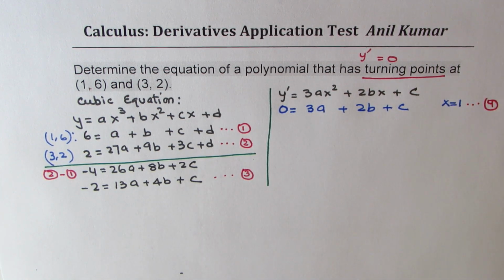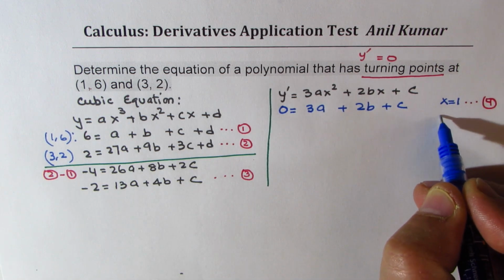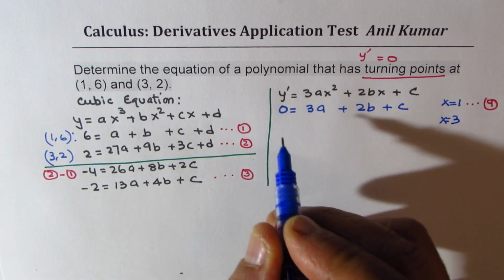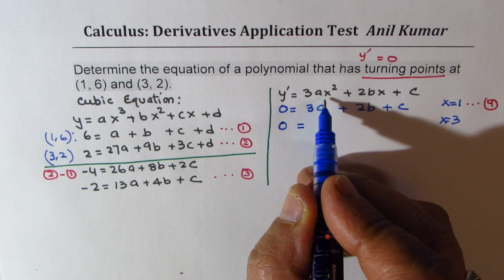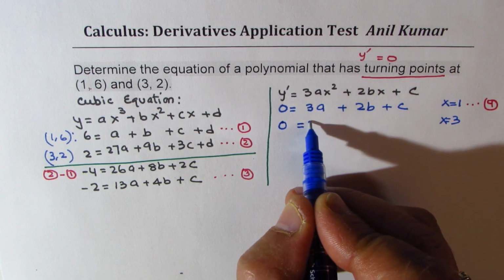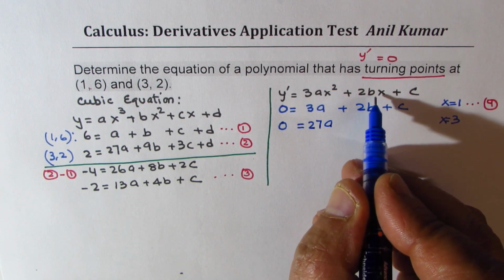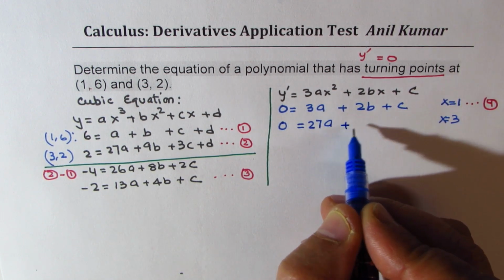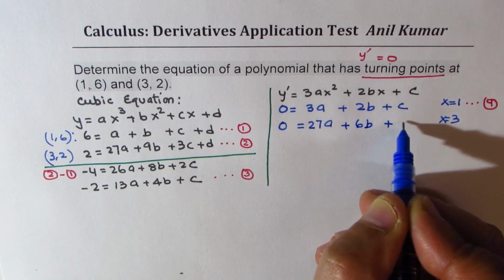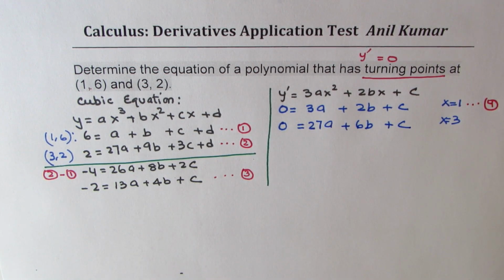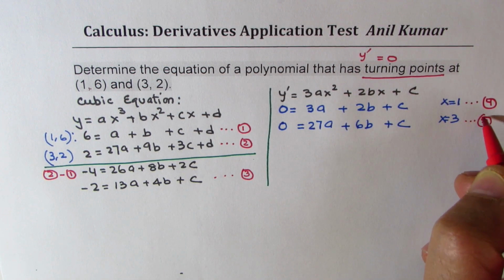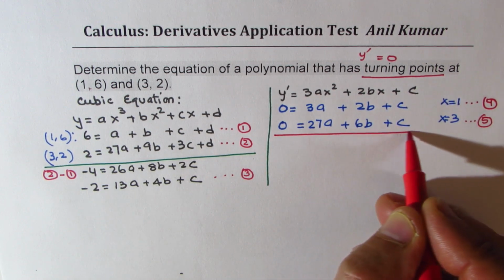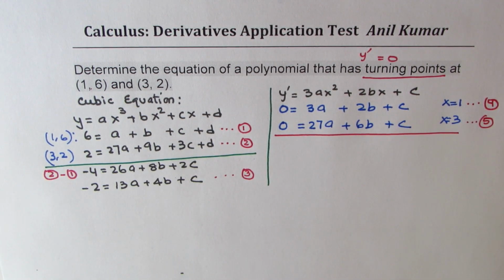Now, let us substitute x equals 3. That also will give us 0. So we get 0 equals 3 squared is 9, 9 times 3 is 27, so it is 27a, 3 times 2 is 6, 6b plus c. So that gives you equation number 5. Now from these two equations, we can eliminate c, right?